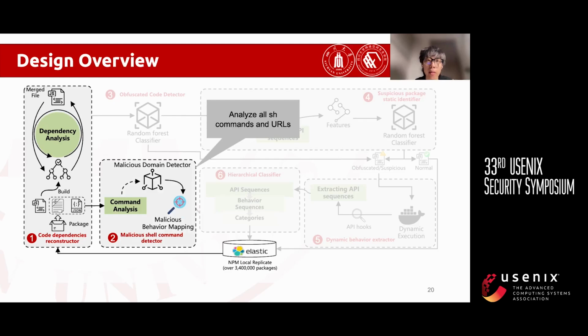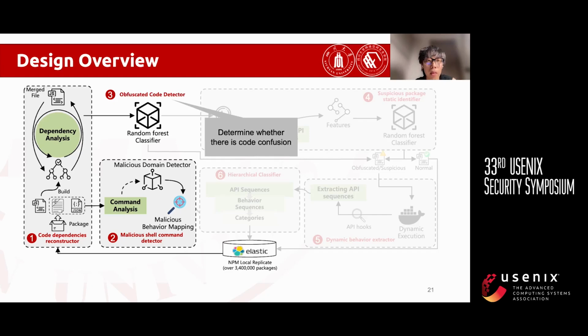For the commands, we construct a malicious shell command detector, which parses the commands and employs a random forest classifier to achieve malicious detection. Then we also analyze the URLs for maliciousness to avoid identifying some normal external requests as malicious ones. For the merged JS code, the first step is obfuscation detection. Because obfuscated packages often cannot be detected by static analysis, we need to send them to the dynamic detection module.